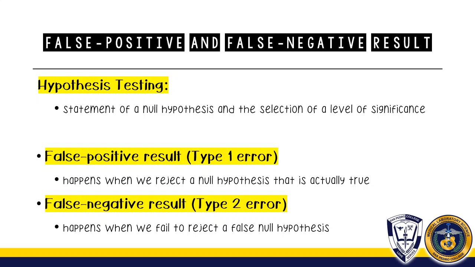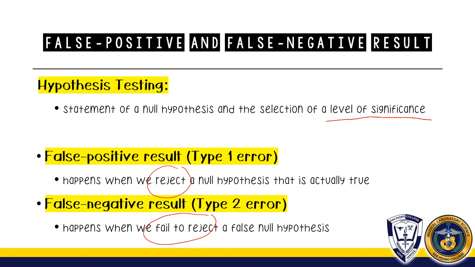So, if we define it in relation to hypothesis testing, your false positive result would happen when we reject a null hypothesis that is actually true. Right? Whereas in your type 2 error, it happens when we fail to reject a false null hypothesis. And for us to know if we need to reject or not, that actually depends on the level of significance.